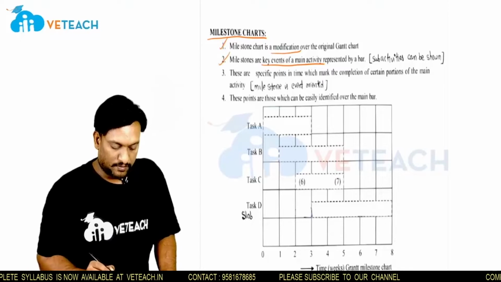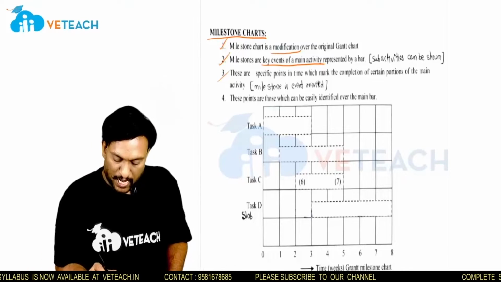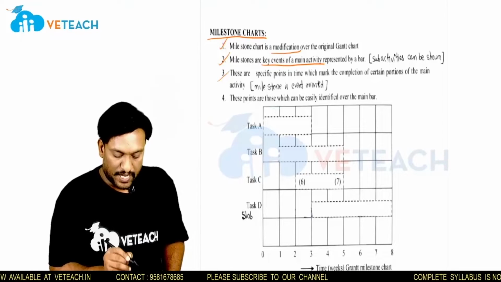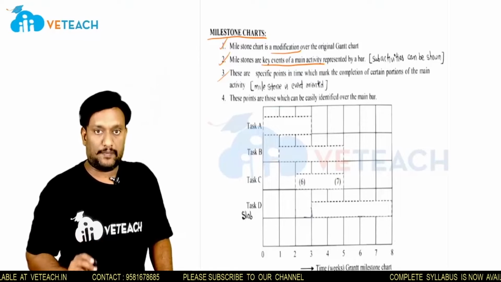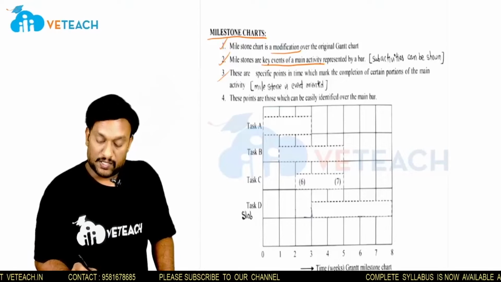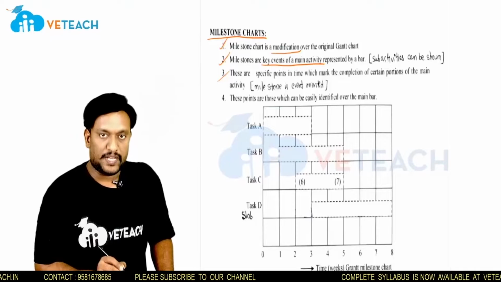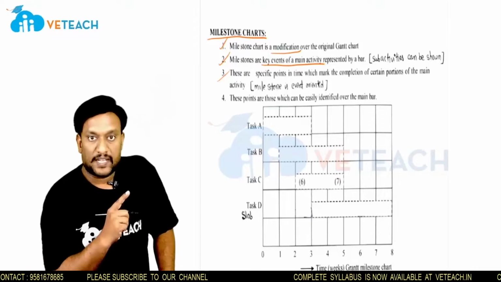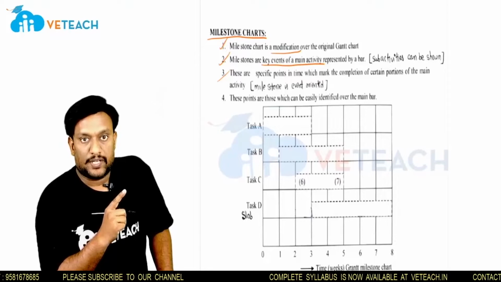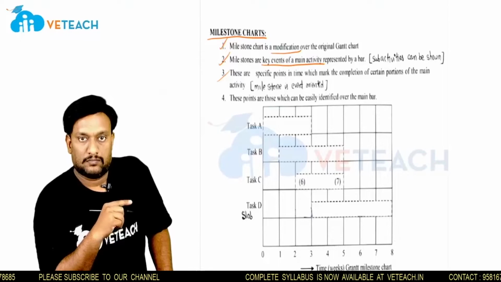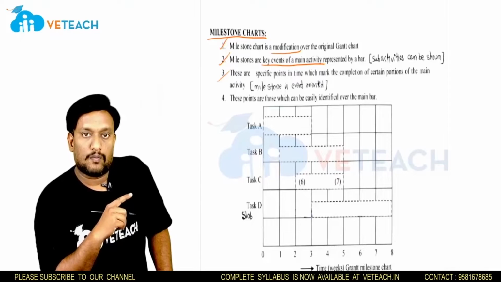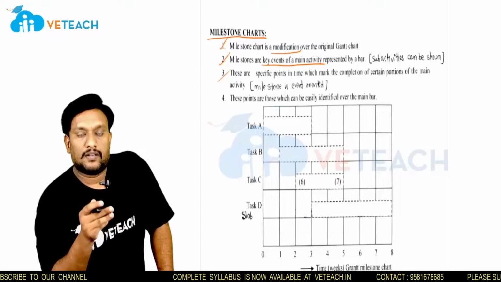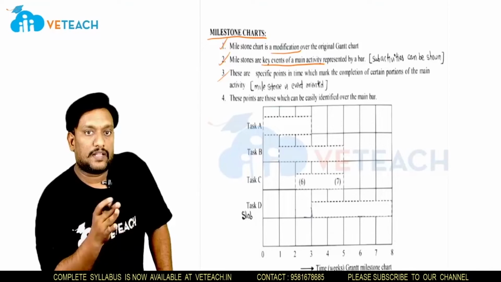That is the second point. These are the specific points in time which mark the completion of a certain portion of the main activity. Milestone is event oriented, but a bar chart is activity oriented, where we show the activities. Here one whole project with several activities is again further divided into small events.